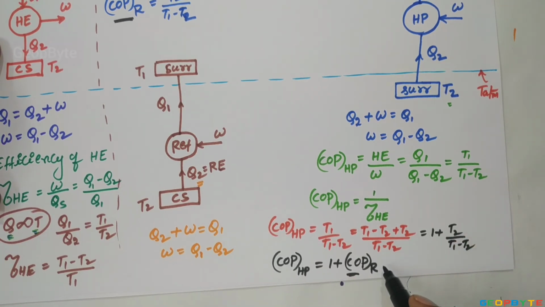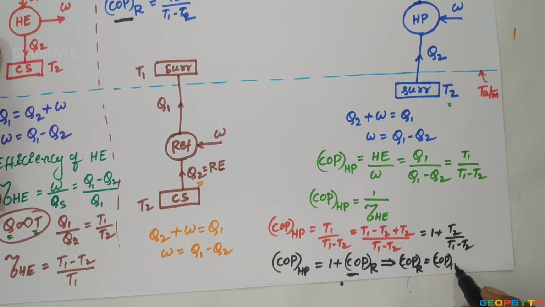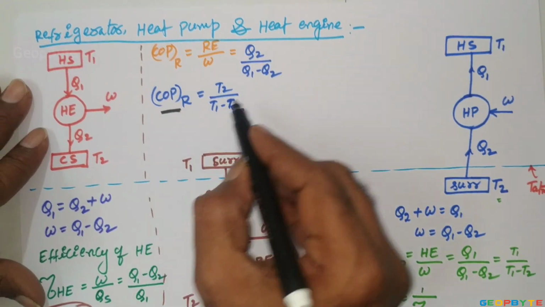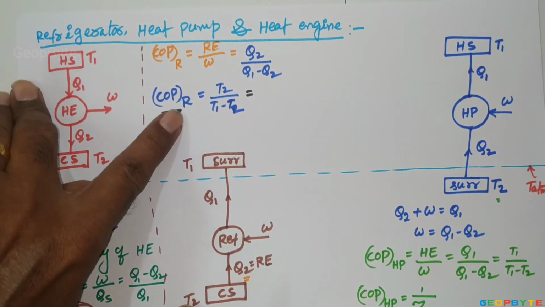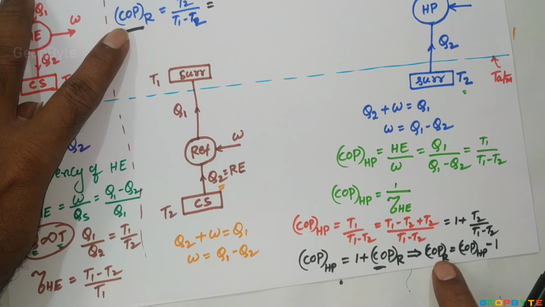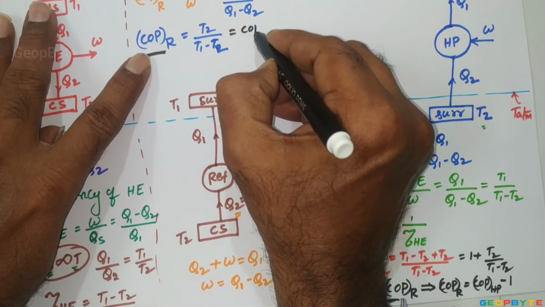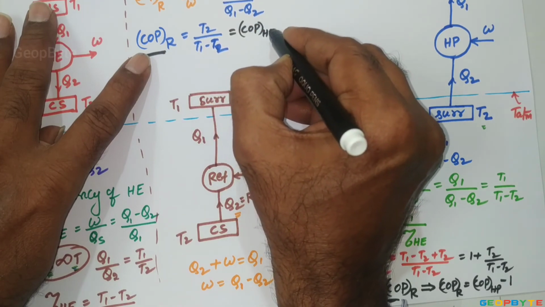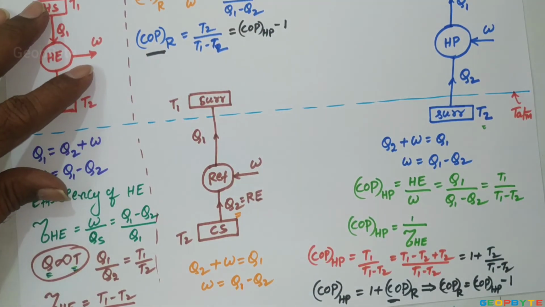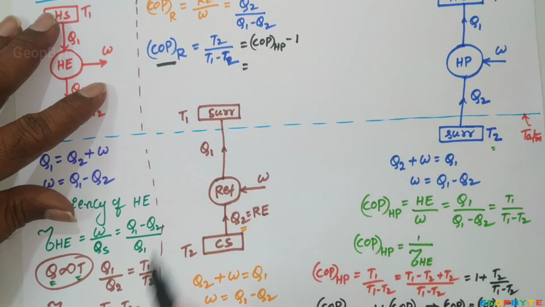Now from this, the COP of the refrigerator equals COP of the heat pump minus 1. So COP of refrigerator equals COP of the heat pump minus 1.